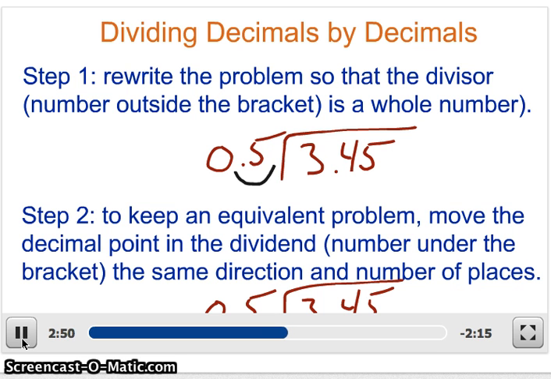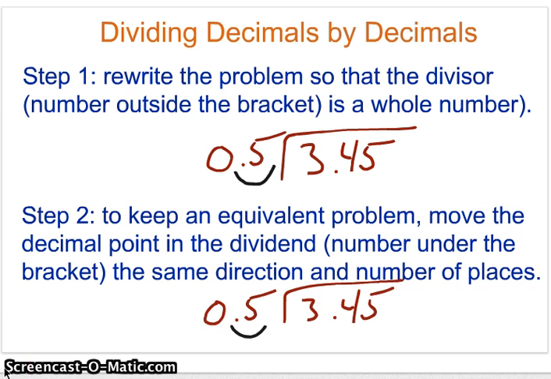Step two, to keep an equivalent problem, move the decimal point in the dividend, the number under the bracket, the same direction in number of places. So I move this decimal once to the right. Whatever I do on the outside of the bracket, I'm going to do on the inside, and then bring it right up. What I really just did is multiply the divisor and the dividend by 10.